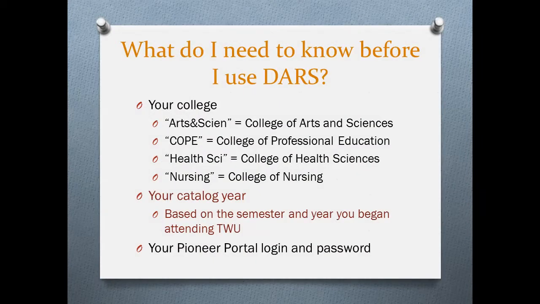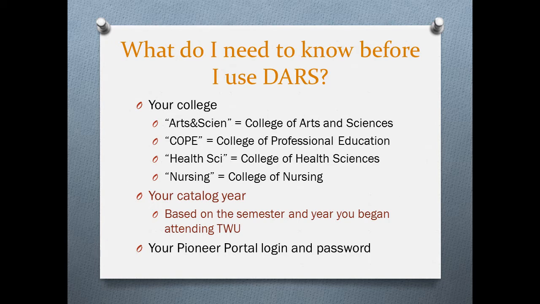Your advisor or other faculty or staff member can run a DARS audit for you. You can run one as well, but you should know what you need before you can properly use DARS. First, you need to know what college your department and major falls under, which includes the College of Arts and Sciences, the College of Professional Education, the College of Health Sciences, and the College of Nursing. The abbreviation for your college that DARS uses is shown here.